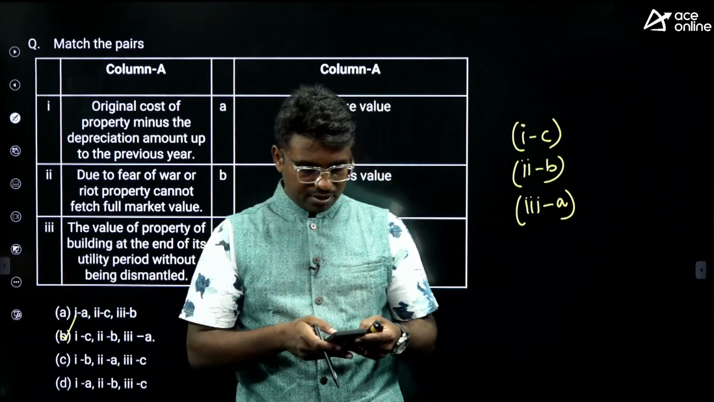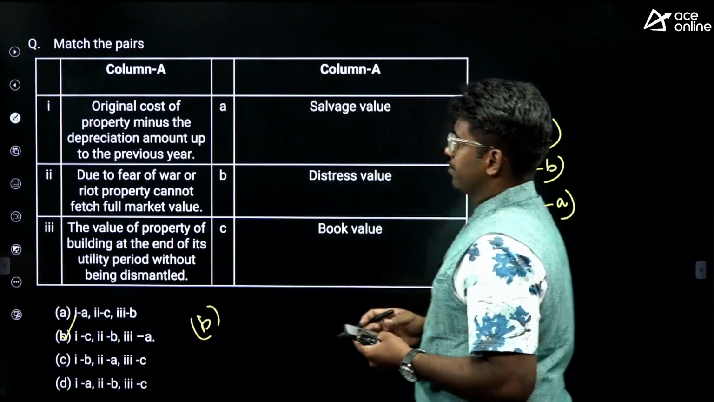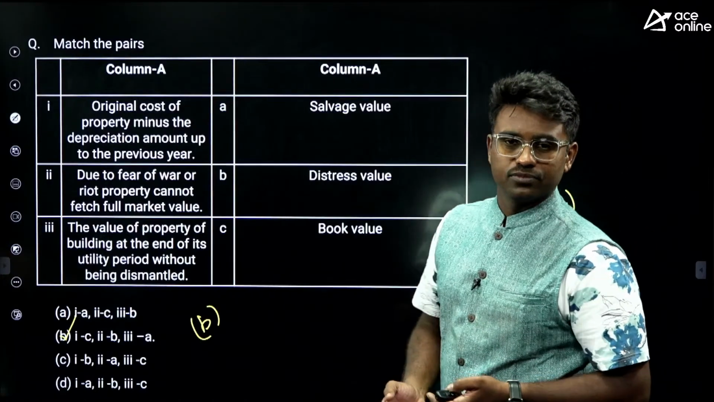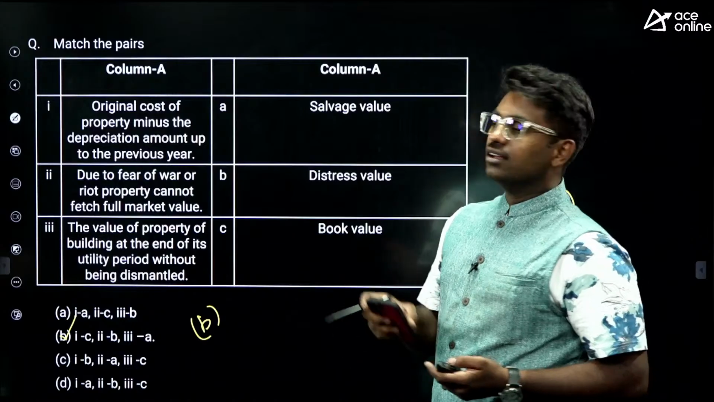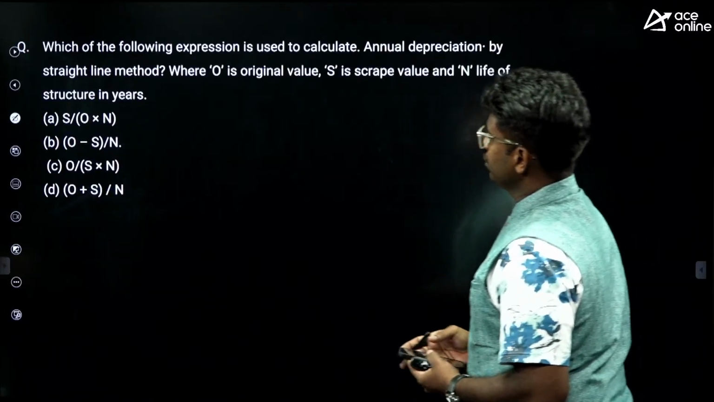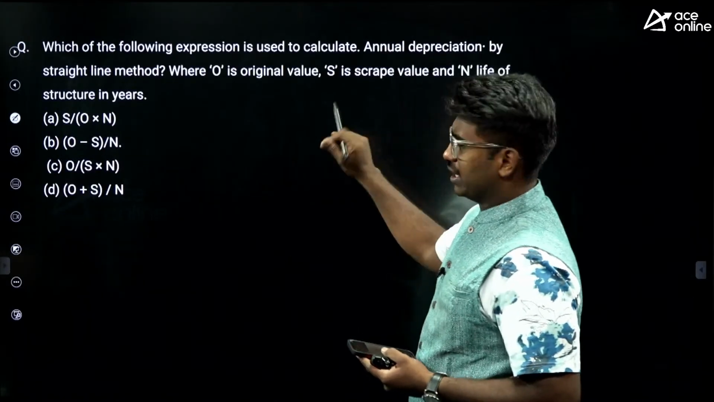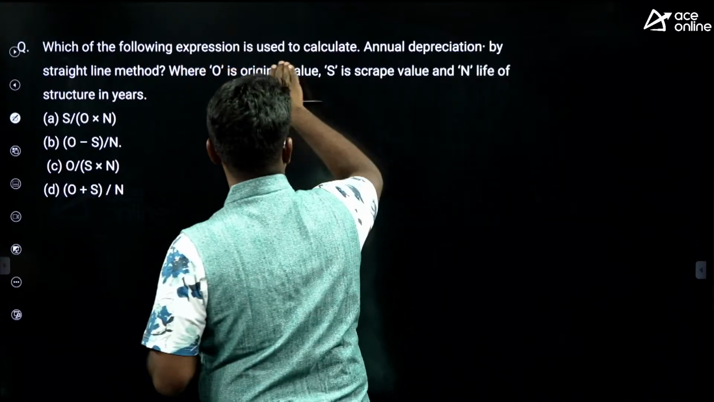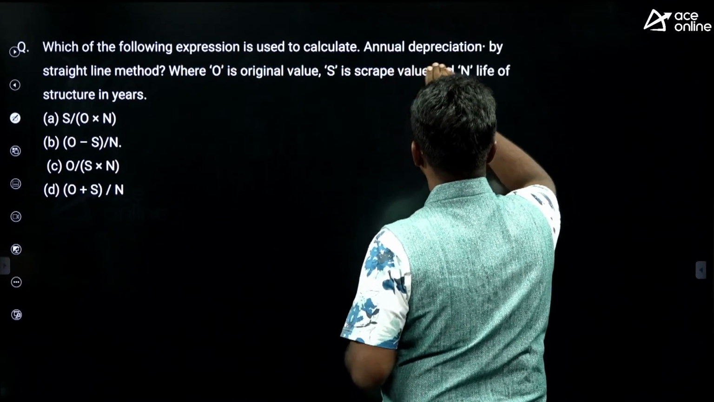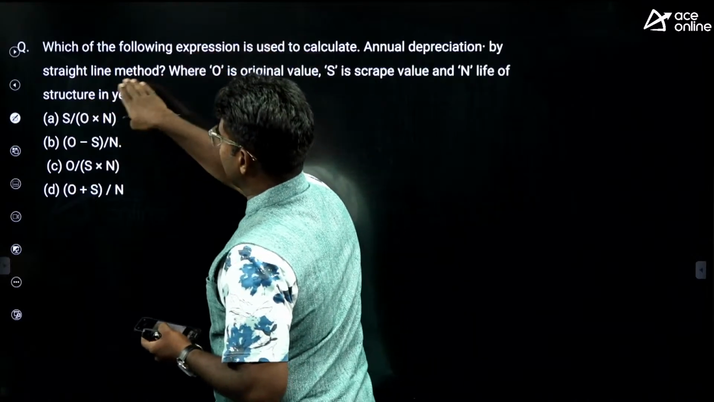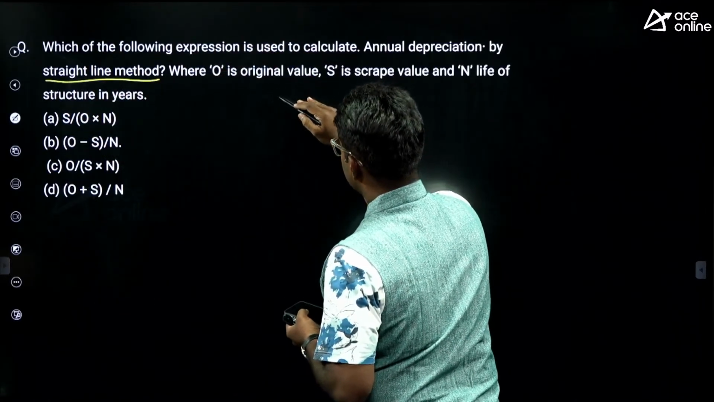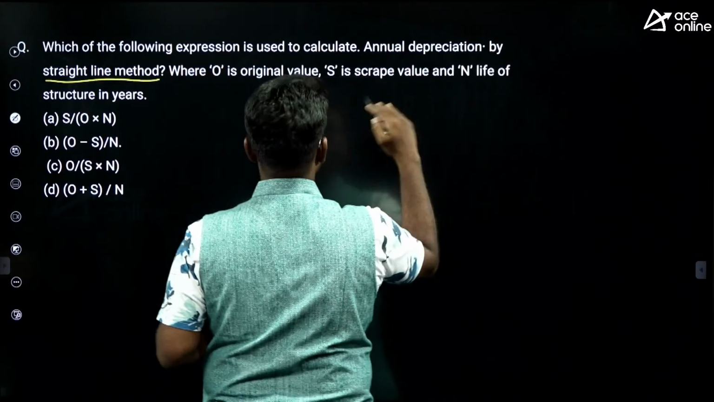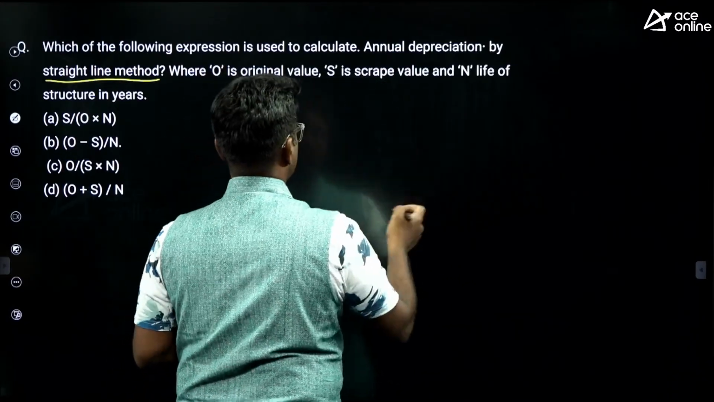Getting that? This is how you find out. Simple question. You have to read once. Which of the following expressions is used to calculate annual depreciation by the straight line method? Simple one, guys, already straightly given. Where O is original value, S is scrap value, N is useful life.